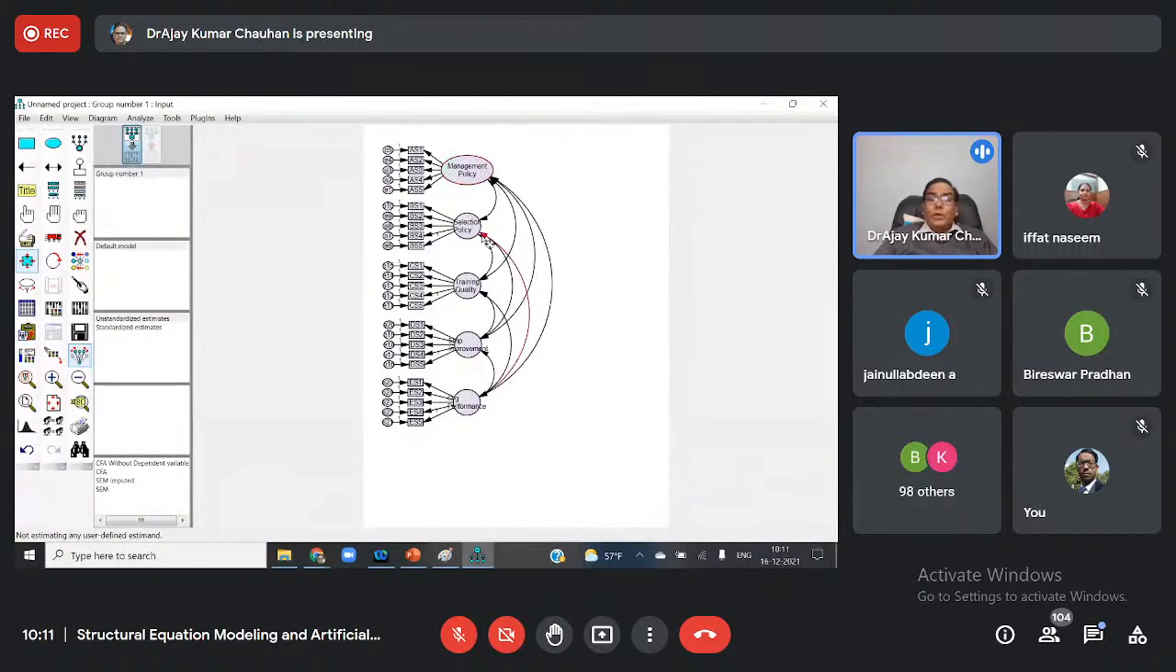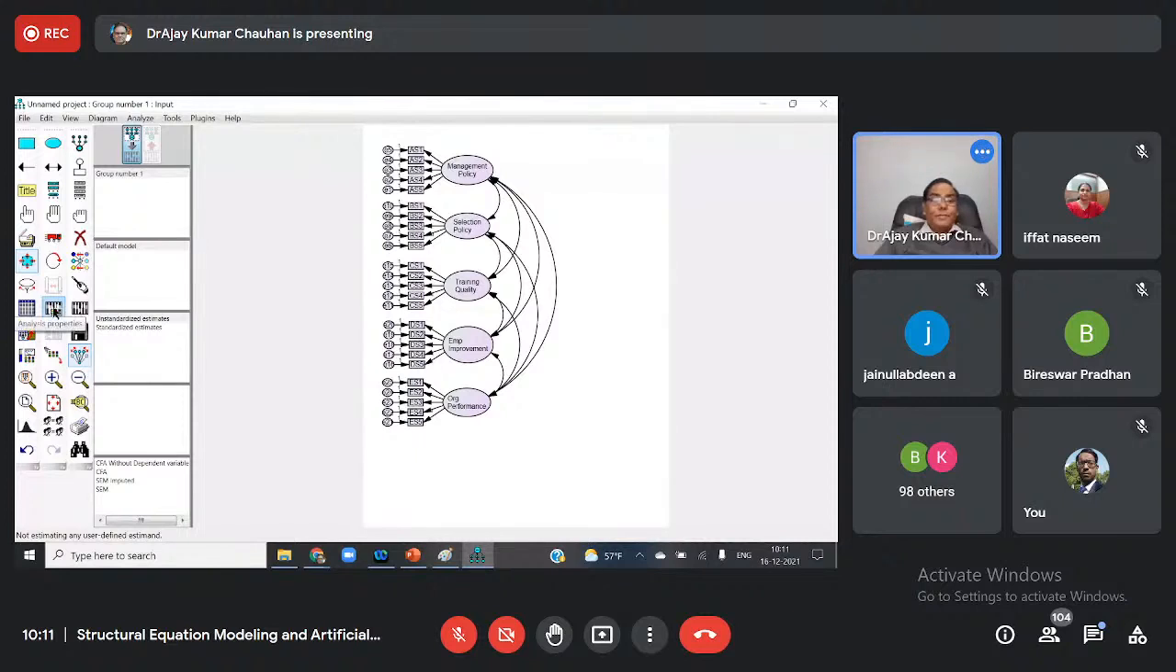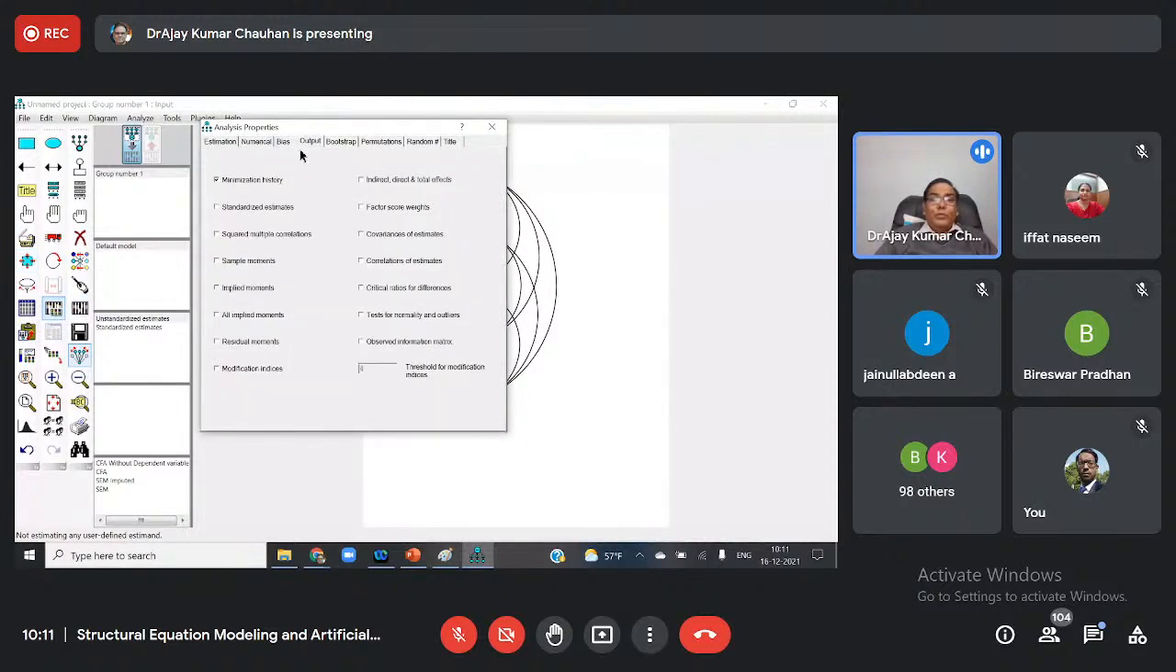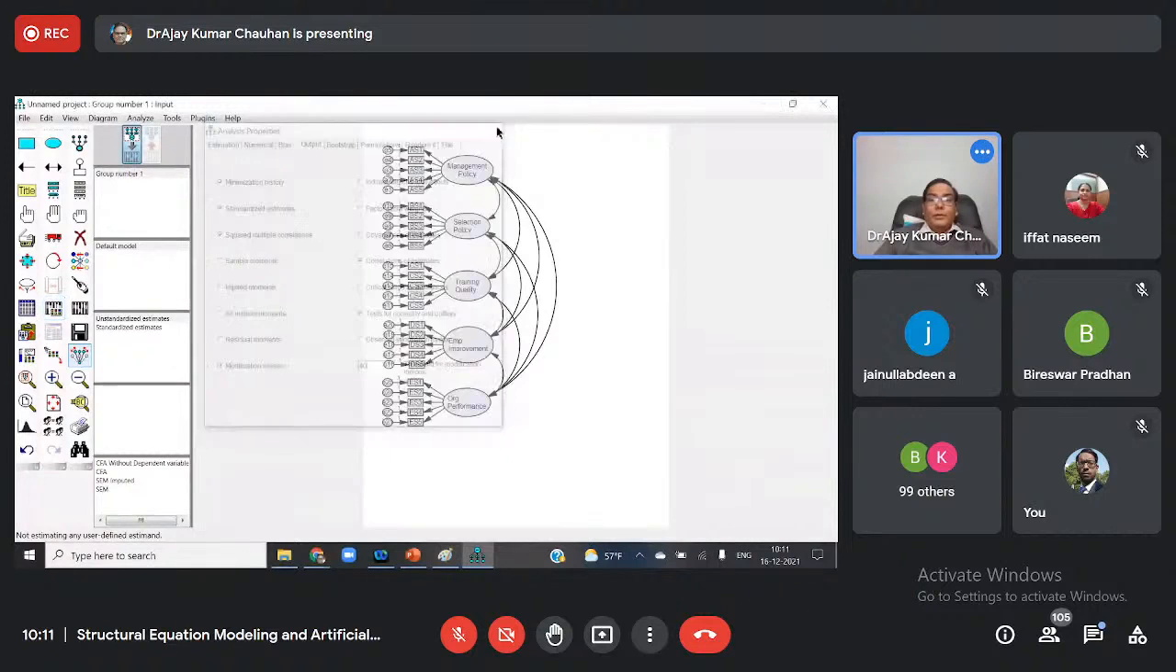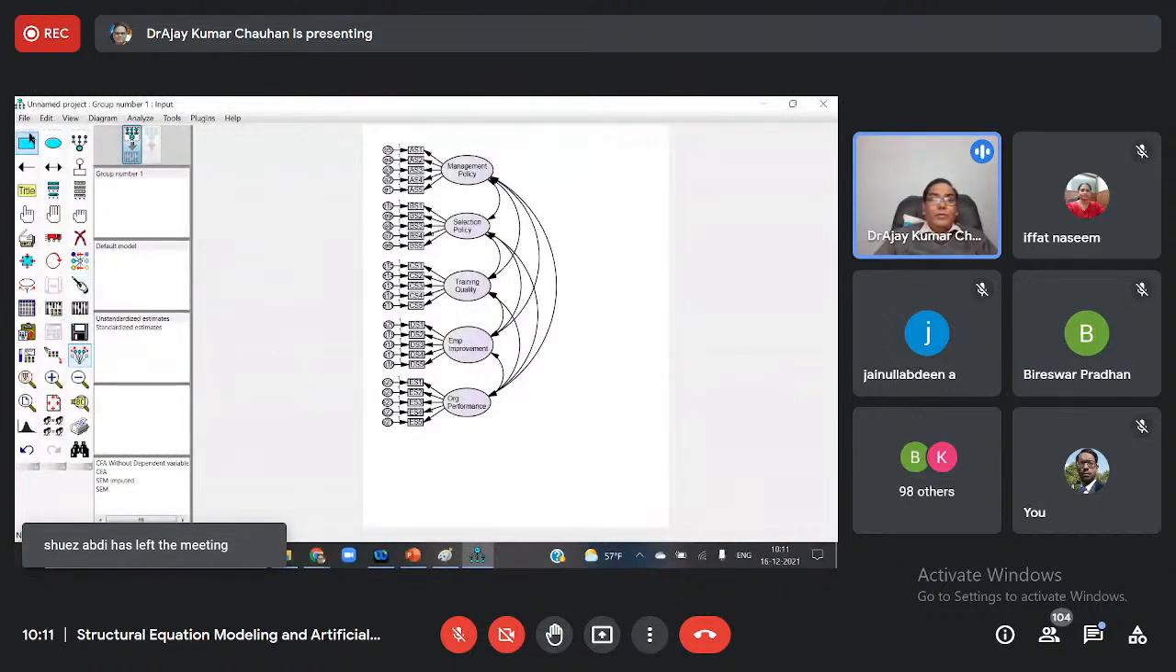So we have the total 5 constructs in the measurement model, and I am going to check the validity of this model. So everything is done. Go to this analyze properties. So in the output, we want standardized estimates, squared multiple correlation, modification indices, test for normality and outliers. Critical ratios, no, this is not required. Correlation, and this is 4. So these are the outputs we require in the results.